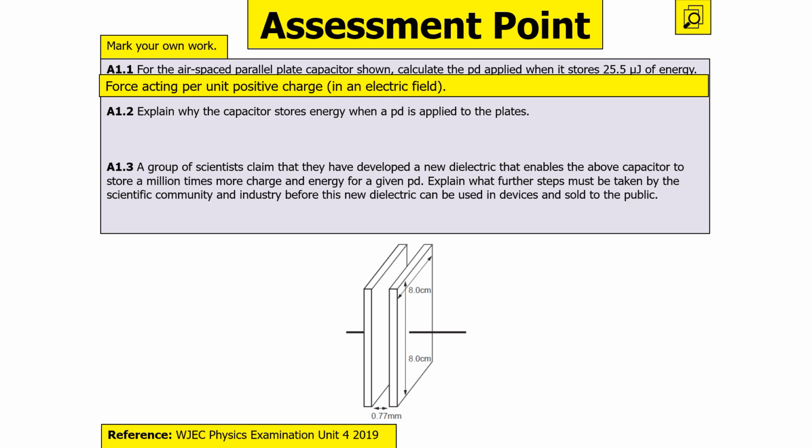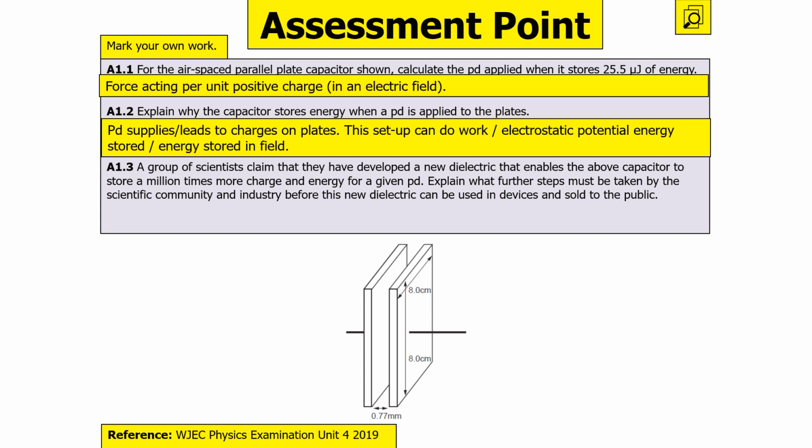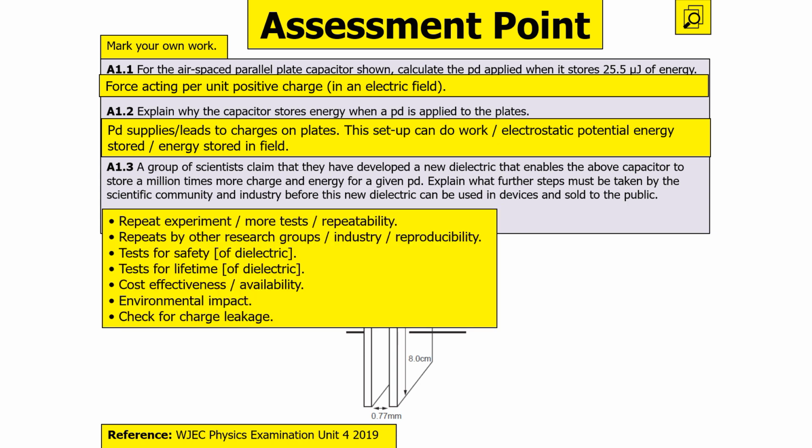Now explain why a capacitor stores energy when the PD is applied across its plates. Well, the PD leads to a charge imbalance between the plates, so therefore there'll be electrostatic energy, or electrical potential energy, between those two plates. And then how can you ensure that devices are safe and can be sold to the public? So you're going to repeat the experiment, do it very reliably, repeat by other research groups, other people, to make sure the results are reproducible, test for safety, test for the lifetime, look at the cost effectiveness, look at the environmental impact, and check for a big issue with capacitors, which is the idea of charge leakage, charge going between those two plates of the capacitor.